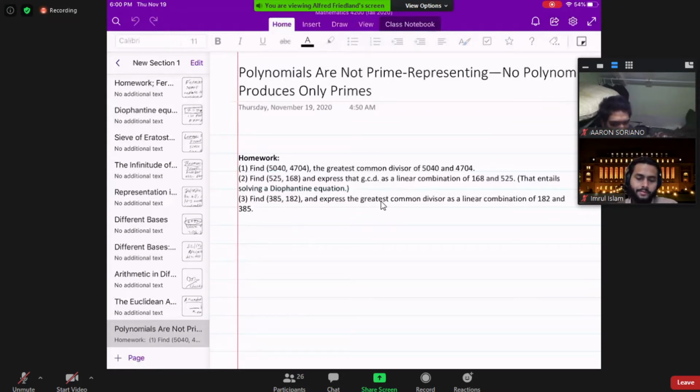And finally, do the same thing, find the greatest common divisor between 385 and 182, and again, solve the resulting Diophantine equation, namely 385x plus 182y equals whatever you find to be the greatest common divisor. And so what you're looking for when you solve the Diophantine equation, in this case, 385x plus 182y equals the greatest common divisor, you're looking for the values of x and y. That's what it means to solve an equation, right?